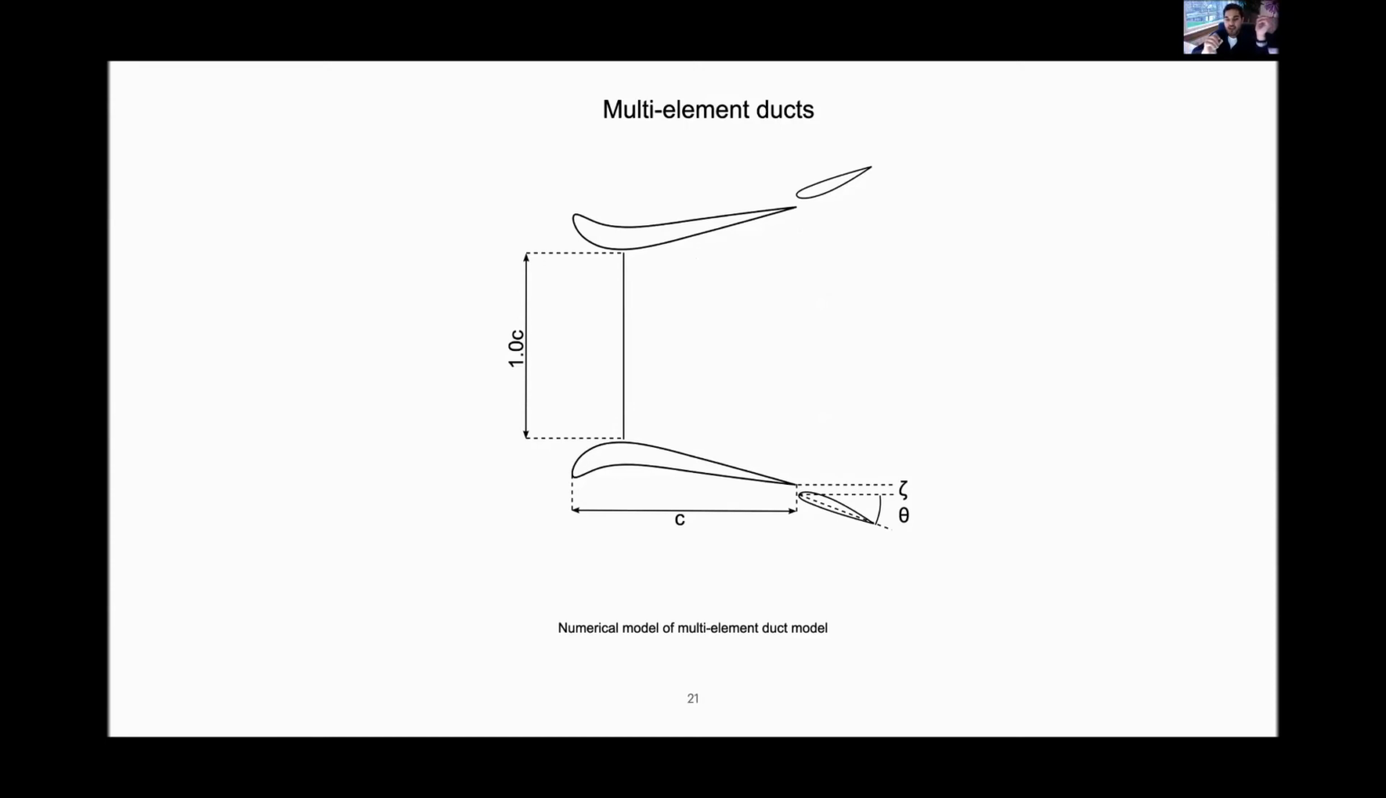Having said that, we parameterized the study using two parameters, which are zeta and theta. Theta represents the angle of attack with respect to the duct configuration, and zeta is the radial gap that we need to have between the primary duct and the secondary element.